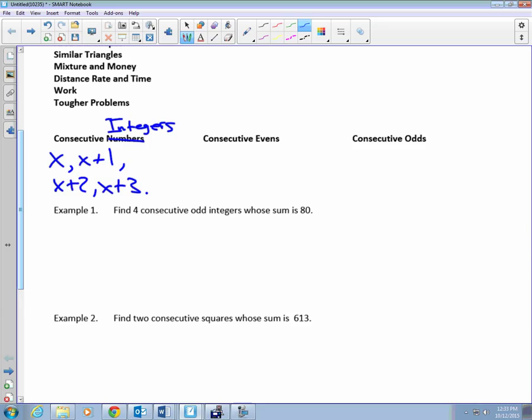Consecutive evens. Did I get you guys your stuff? Oh, I didn't. I'm sorry. Yell at me. What's going on here? I didn't forget about the middle group this time.